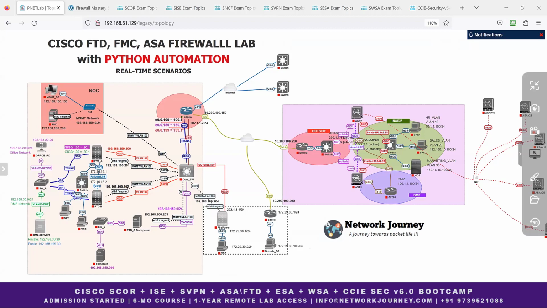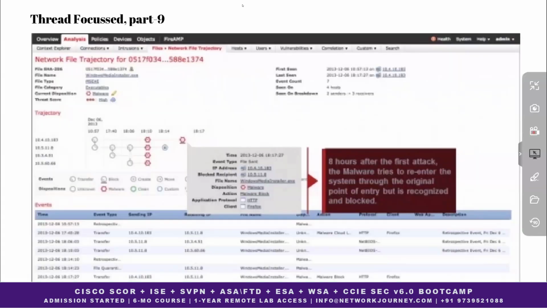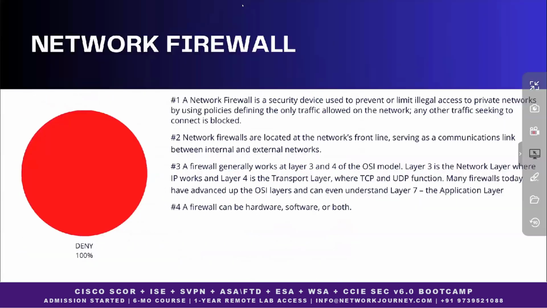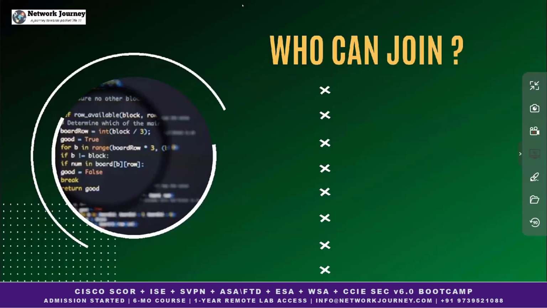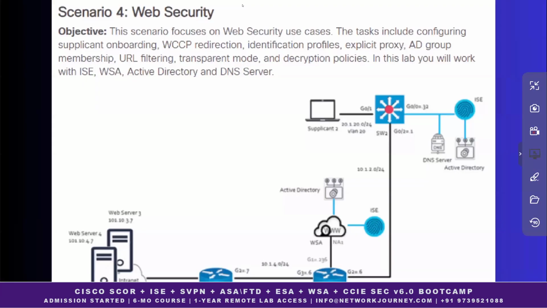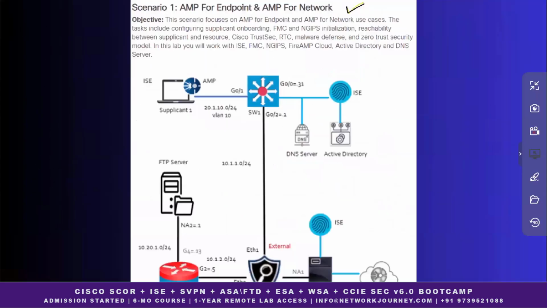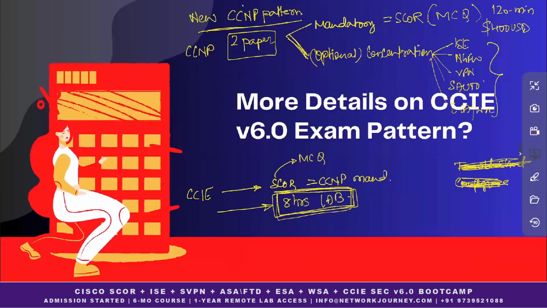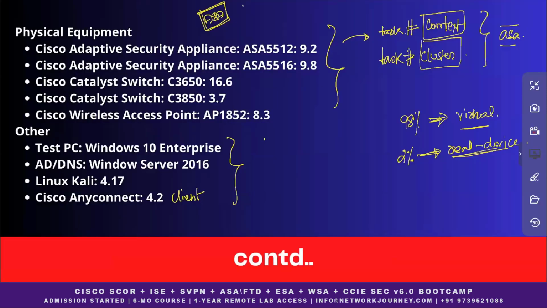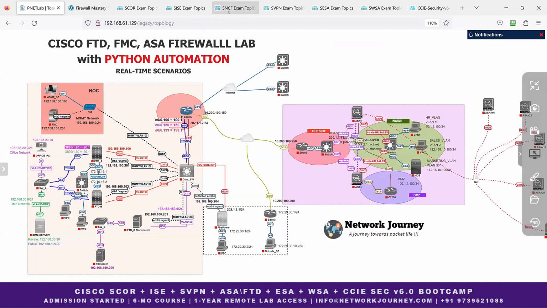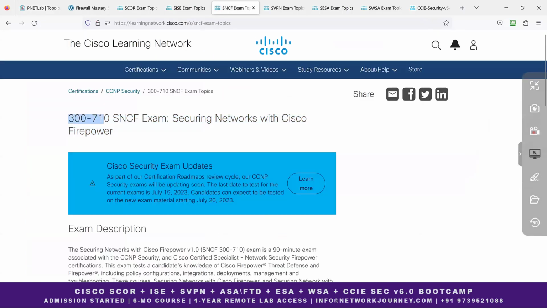I showed one mock-up lab for CCIE Security, which would look something like this, which has many more components in one single lab. Yeah, this would be for CCIE Security. The one which I'm showing you is for the ASA and FTD module, which was SNCF 300-170.